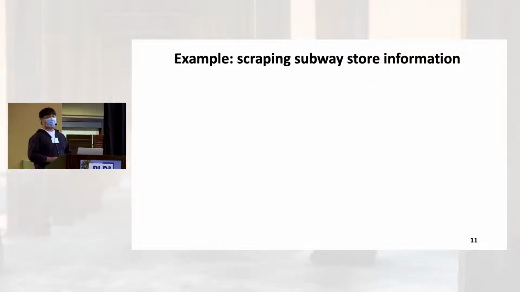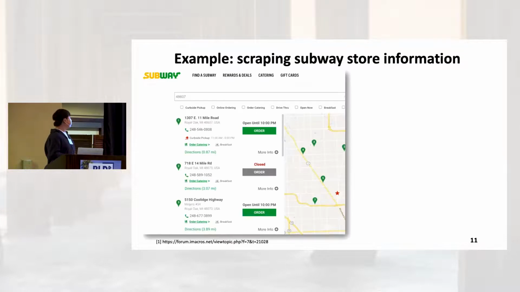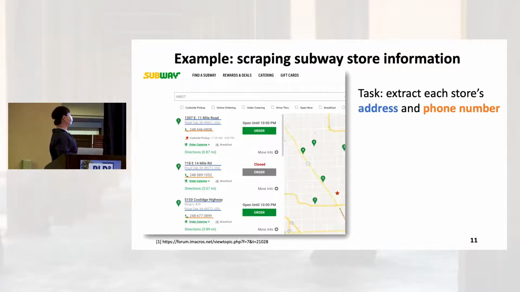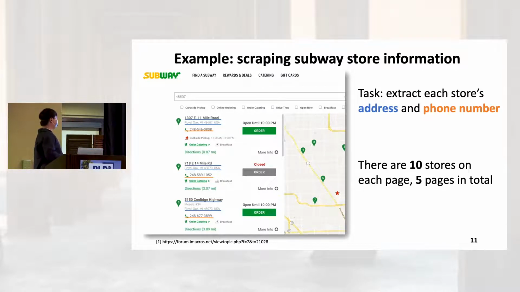So let me show you an example of a real-world task, and I will use this example in the rest of this presentation. This is a website where you can extract the location and phone number from the Subway stores. And the task is to extract each store's address and phone number. There are 10 stores on each page and 5 pages in total, which means that you probably will not want to do it by hand.